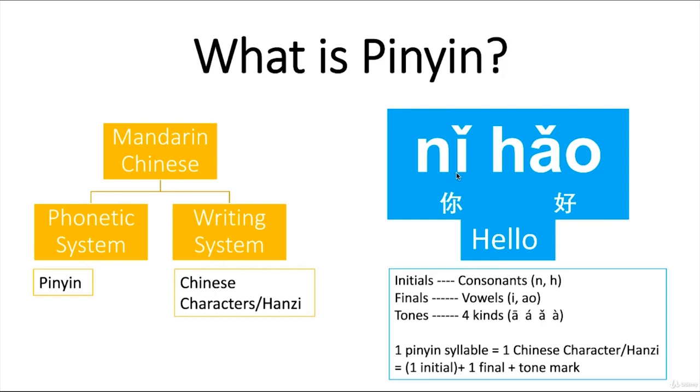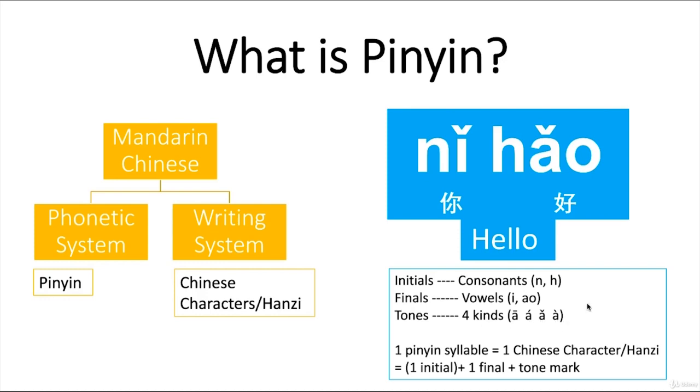And what is pinyin composed of? Let's take 你 for example. The first letter N is the initial. The letter I is the final. And on the top of I, there's a V-shaped mark, which is the tone. Here, we use the third tone. And there are four tones in Chinese pinyin. The first tone, the second tone, the third tone, and the fourth tone.